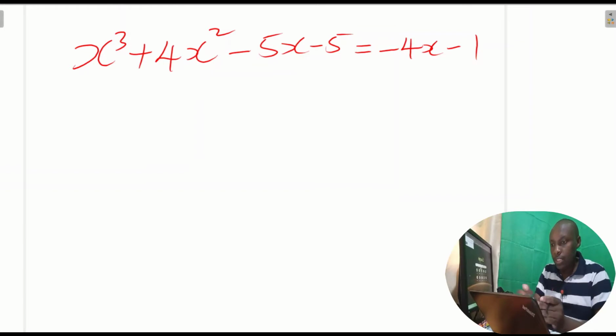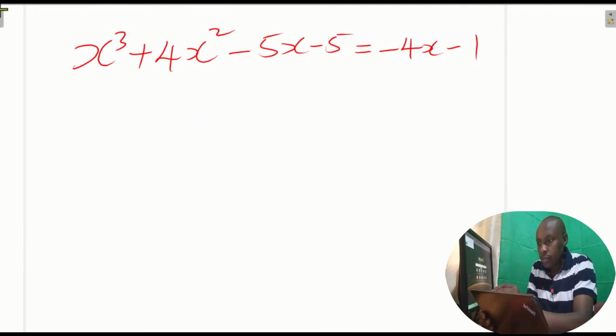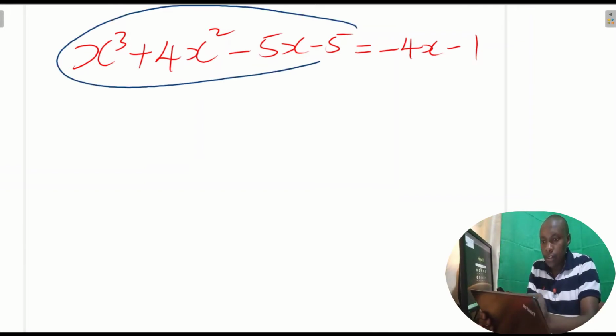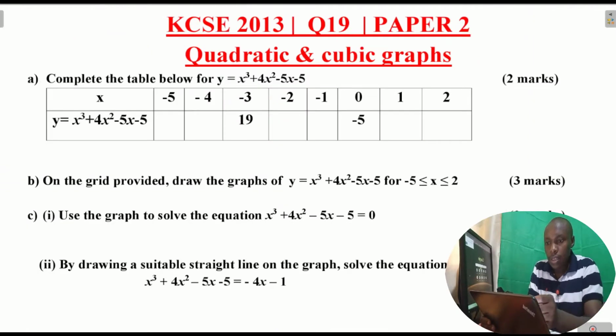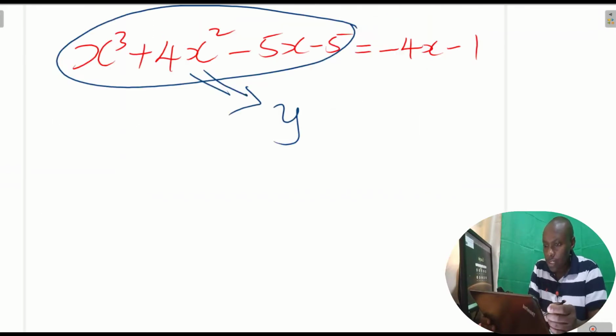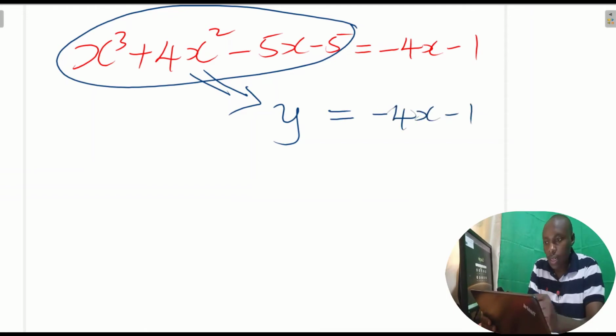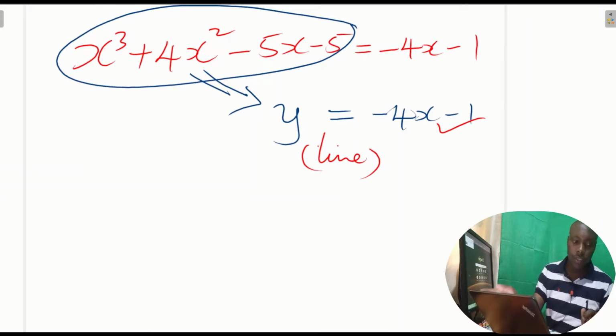Now there's something that you notice here. I want you to observe this part. That function is y. The whole of that is y. That is from the question itself, the function is given there. So that function represents y. The whole of the left hand side, that is y, is equal to negative 4x minus 1. And this is the equation of the line that we need to draw.